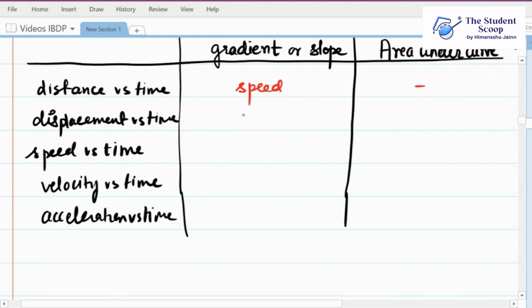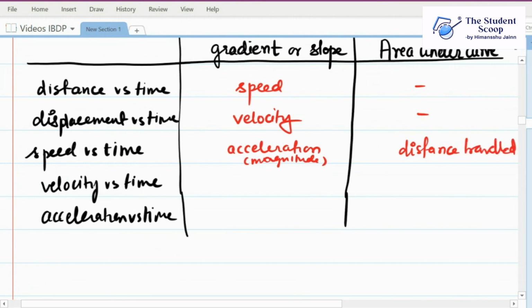Similarly, a displacement versus time graph will give you velocity, and the area under the curve gives you nothing. If I have a speed versus time graph, the gradient gives me acceleration, specifically only the magnitude of this acceleration, and the area under the curve gives us distance traveled. For the velocity versus time graph, the gradient is also acceleration, but it has both direction and magnitude, while the area under the curve is the change in displacement. For the acceleration versus time graph, the gradient won't represent anything, but the area under the curve will give you change in velocity.